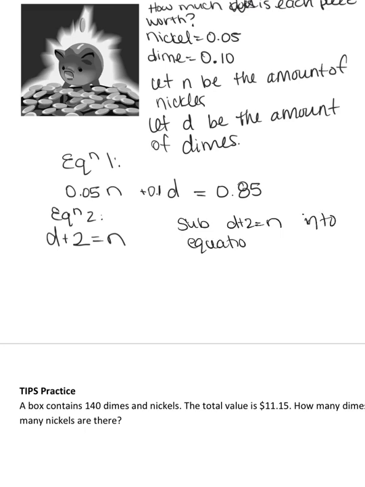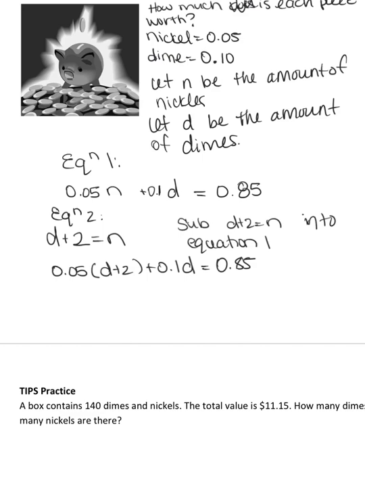into equation 1. And what this is going to look like is that every time I see an n, I'm going to replace that with d plus 2. So this is what this is going to look like. So I have 0.05. Instead of n, I'm going to write d plus 2 plus 0.1 times d equals 0.85.